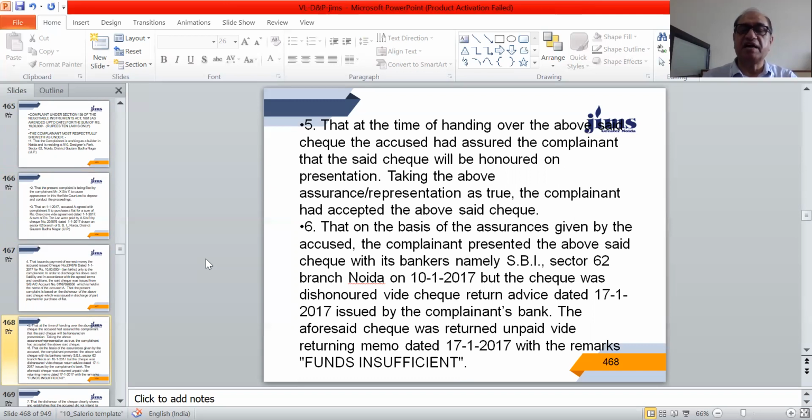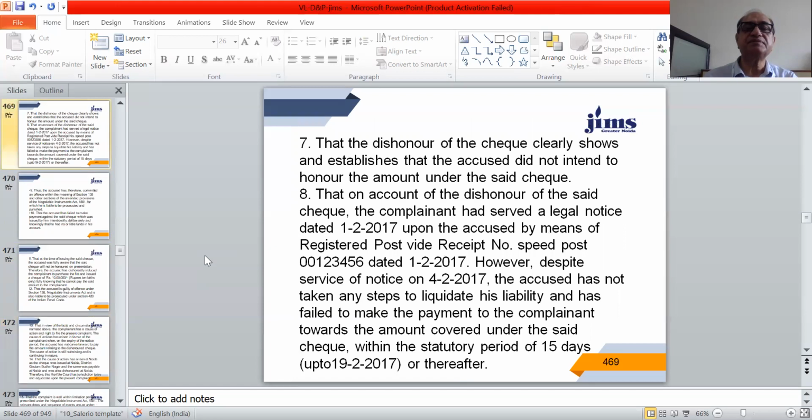But the check was dishonored by check return advice dated 17th January 2017, issued by the complainant's bank. Such check was returned unpaid, with the returning memo dated 17th January 2017 carrying the remarks, funds insufficient. This remark means that the accused was short of funds. He had no credit to the tune of 10 lakh rupees in his savings bank account when the check was presented for clearance. Then para 7. That the dishonor of the check clearly shows and establishes that the accused did not intend to honor the amount under the said check.